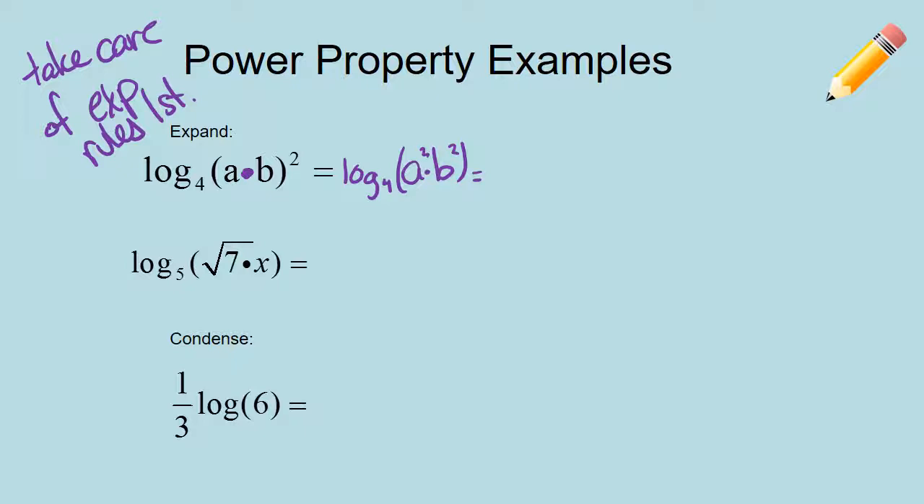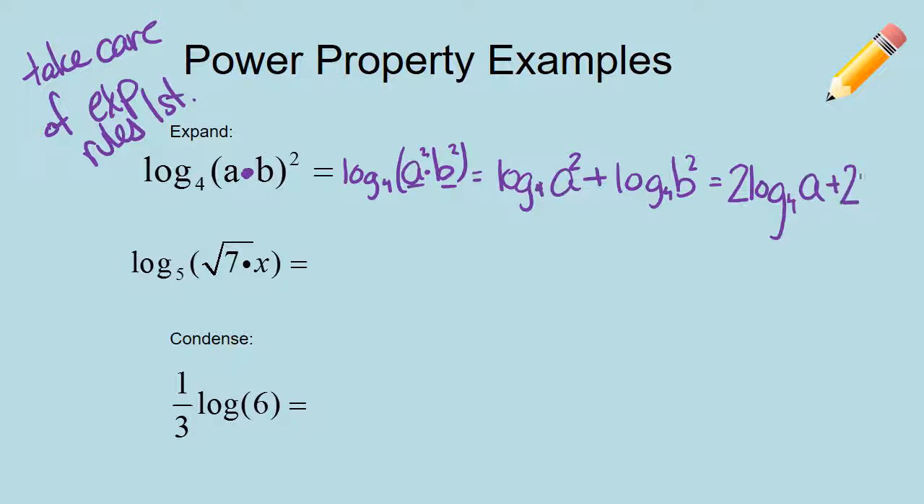Next, I'm multiplying 2 terms, so I'm going to change it to adding. So I'm combining a few properties here. So 1 log to 2 logs. It's multiplying, so it's going to become addition. Now I have a power. That exponent becomes a factor out front. So I'm going to have 2 log base 4 of a plus 2 log base 4 of b.